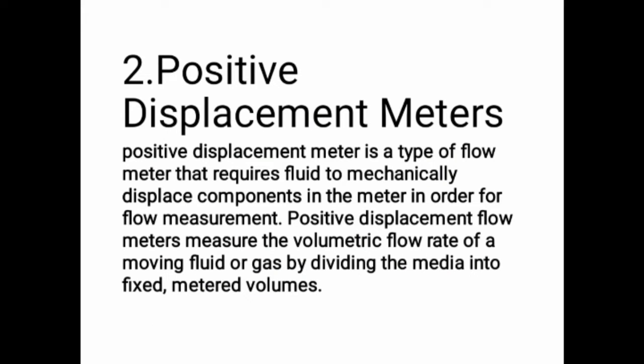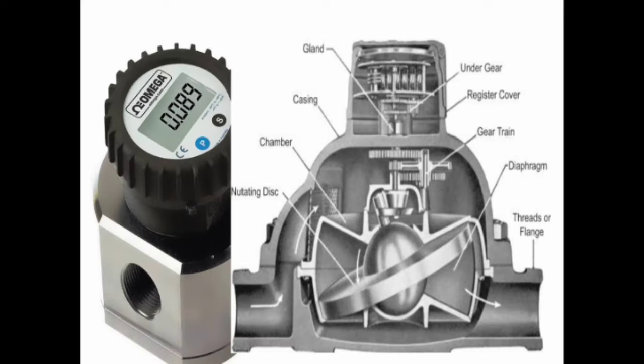Number two is the positive displacement meters. A positive displacement meter is a type of flow meter that requires fluid to mechanically displace components in the meter in order for flow measurements. Positive displacement flow meters measure the volumetric flow rate of a moving fluid or gas by dividing the media into fixed metered volumes. So these are the pictures of the positive displacement. And the letter B is the secondary or rate methods.